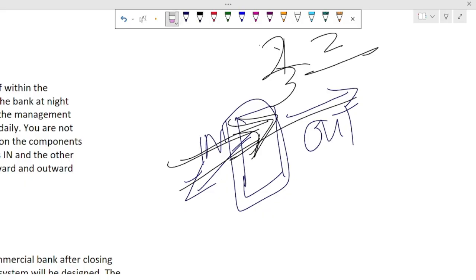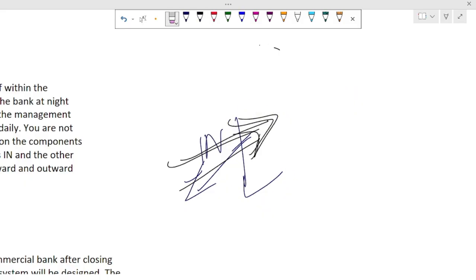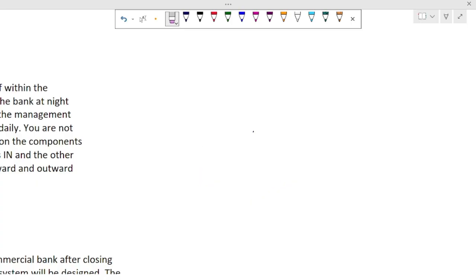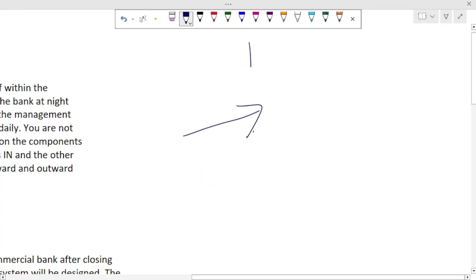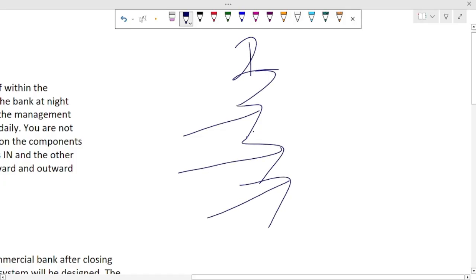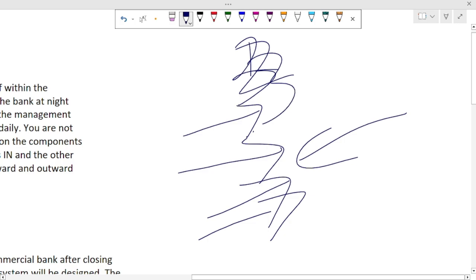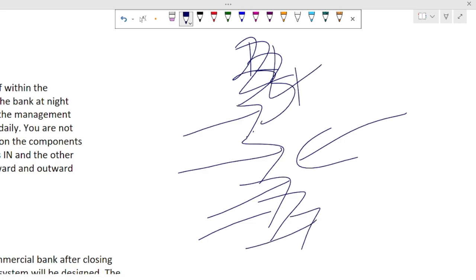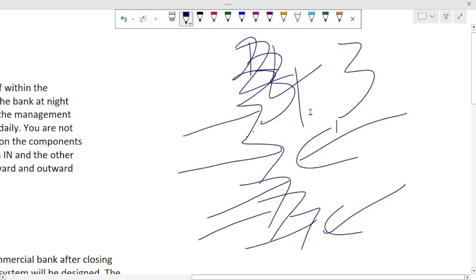Are we getting it? So it's something like this: once somebody goes in, you see 1. Another person goes in, it becomes 2. Somebody goes in again, it becomes 3. Somebody goes out, it becomes 2. Somebody comes in, it becomes 3 again. In again, it becomes 4. Out, it becomes 3. Okay, this means that there are still 3 people left inside.